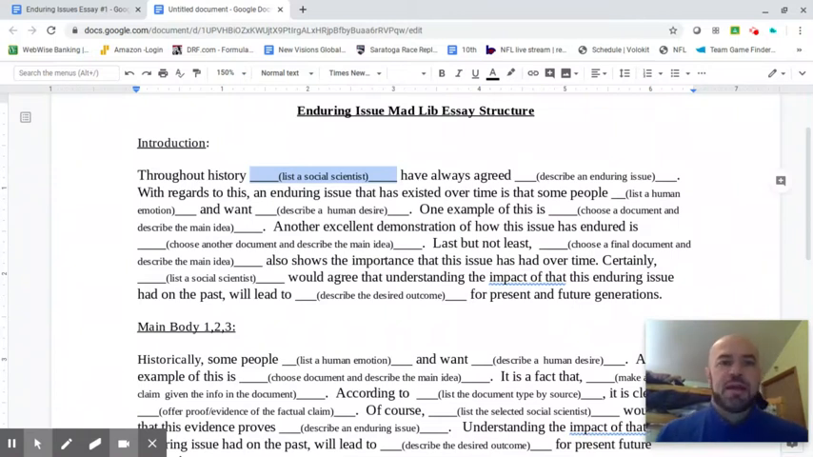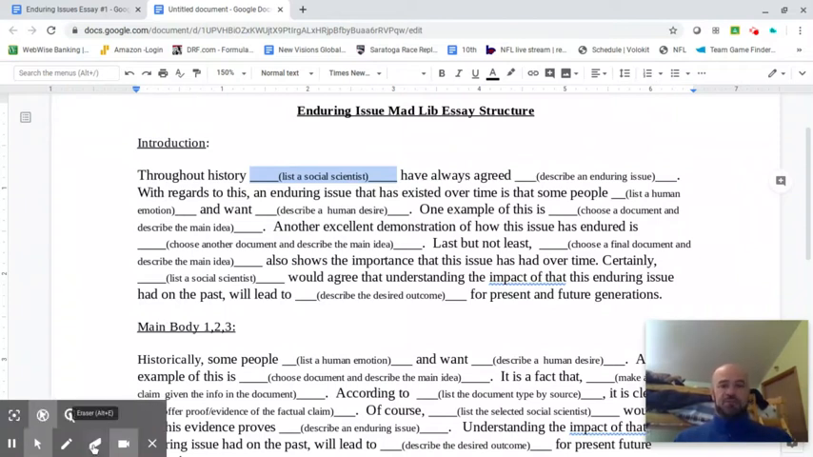Okay, so here's our Mad Lib, right? It says throughout history, and then the Mad Lib asks you to fill in a social scientist, and it says that these social scientists have always agreed. And then what is this enduring issue that they agree upon? And so this is how I filled in the Mad Lib, keeping in mind that we're writing about food security and the fact that society doesn't really advance if people are worried about hunger and where their food is going to come from. You get very little social advancement. So this is how I filled the Mad Lib.